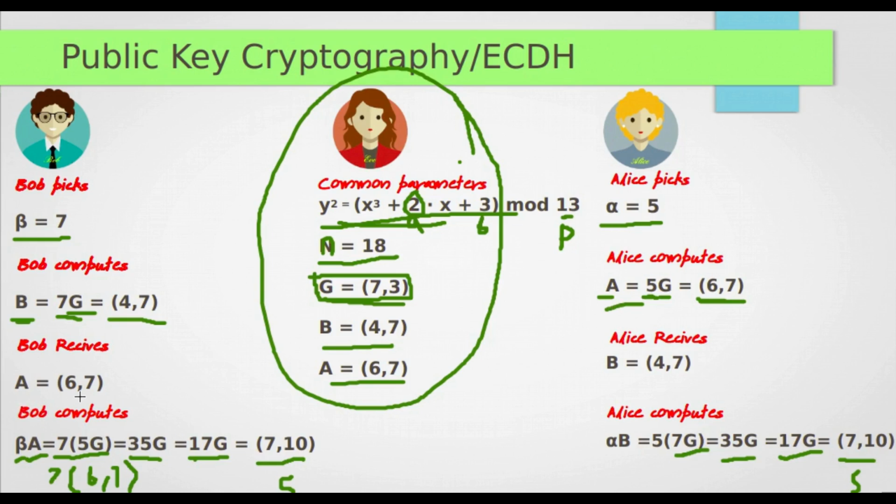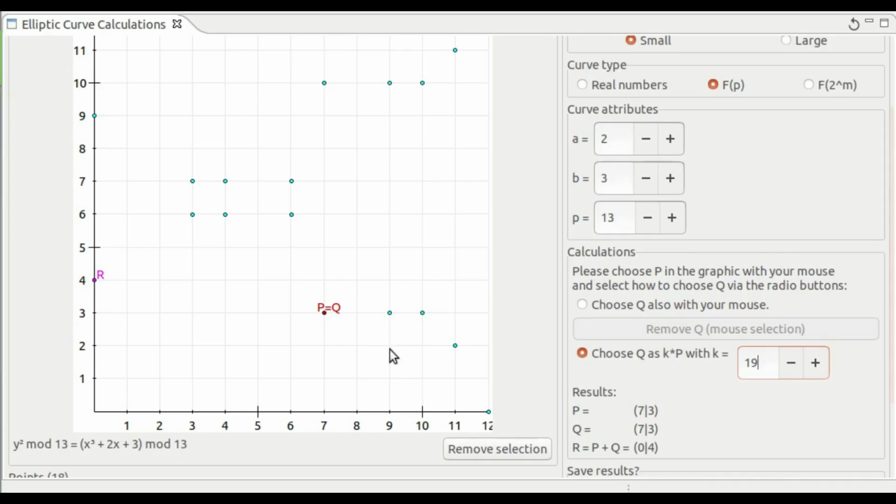Now Bob will compute the shared secret by multiplying his private key with Alice's public key. That is 7 multiplied with 6 comma 7. 6 comma 7 is Alice's public key. We have to assume it as P, and you have to find this 7P value. It should be 7 comma 10. Let's see it in our visualization.